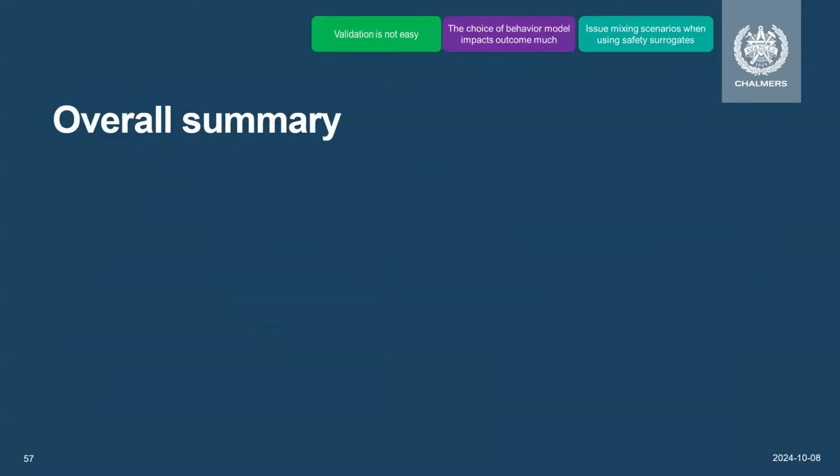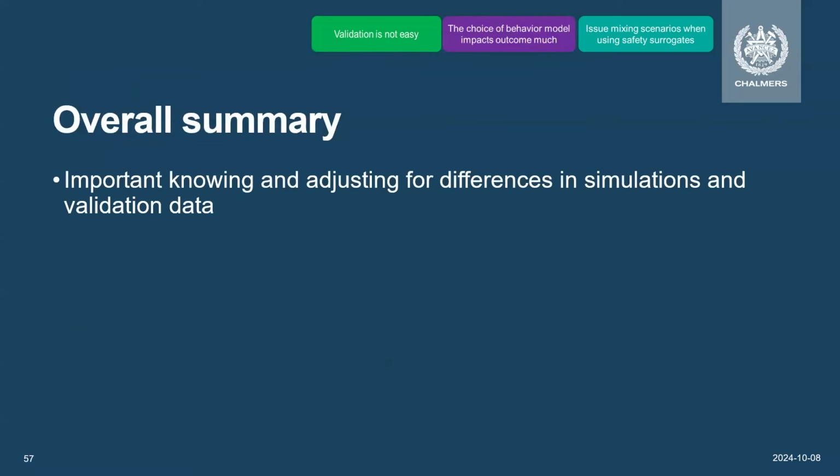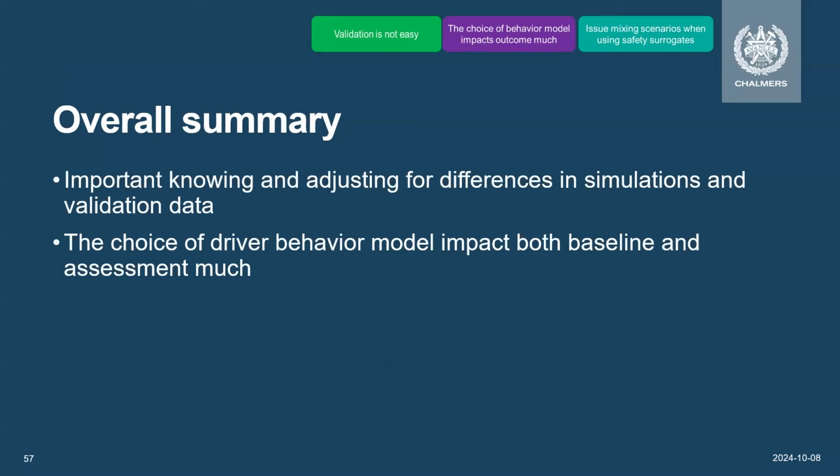Yes. So then, to finish off, the overall summary is that it's important to know and adjust for differences in simulation and validation data. Just don't assume that they're the same. And you have to think about how to make them comparable, apples to apples, and nothing else. The choice of driver behavior model impacts both baseline and assessments. I haven't shown the assessment here, but the baseline I clearly showed how that works. And I also showed that the proposed model is quite good.